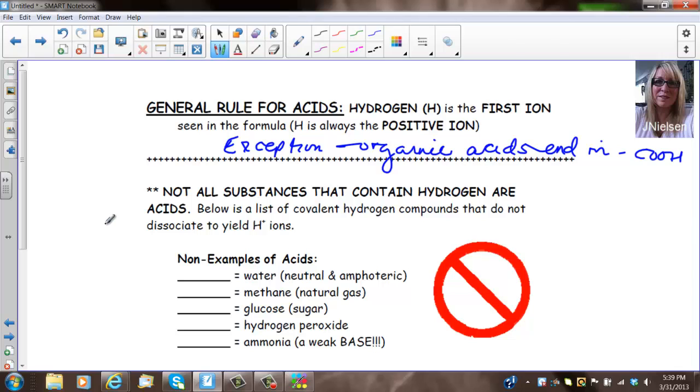Not all substances that contain hydrogen are acids. So here's some non-examples of acids. You've got H2O, starts with H, but it's certainly not an acid. Methane is CH4. It contains H, but it's not an acid. Glucose is C6H12O6. It also contains H, but it's not an acid. Hydrogen peroxide, stuff we use to clean our wounds, H2O2. And even NH3, which is ammonia, contains hydrogen, but it is not an acid. It is considered a weak base.